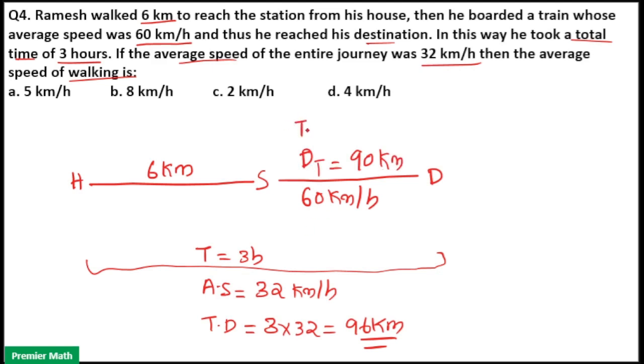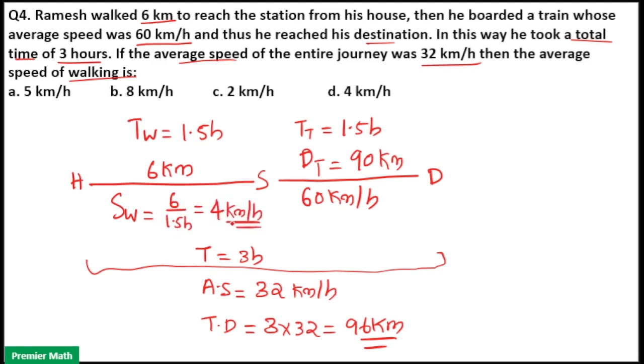That means the time taken for the train journey is 90 by 60, that is 1.5 hours. Total time is 3 hours, so the time taken for the walk is also 1.5 hours. That means the speed of walk is equal to the distance he walked divided by the time taken, 6 by 1.5, which is equal to 4 kilometers per hour. So option D is your answer.